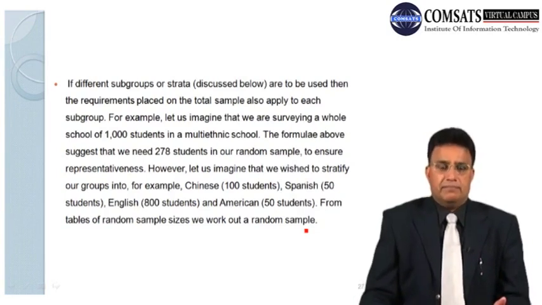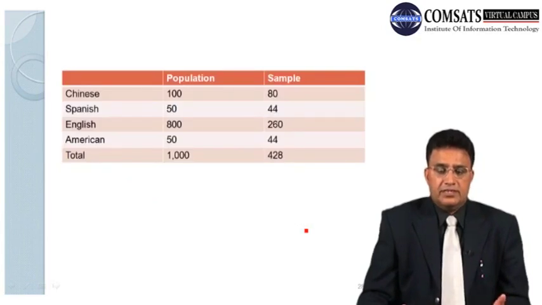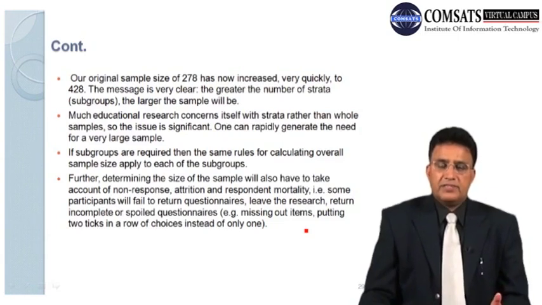From tables of random sample sizes, we work out a random sample, such as Chinese: population is 100, the sample would be 80. Spanish population is 50, sample 44. English population of 800 students, sample would be 260. And American 50, like Spanish, the sample would be 44. So total population 1,000, and the total size of the sample would be 428. Our original sample size in the previous example was 278.